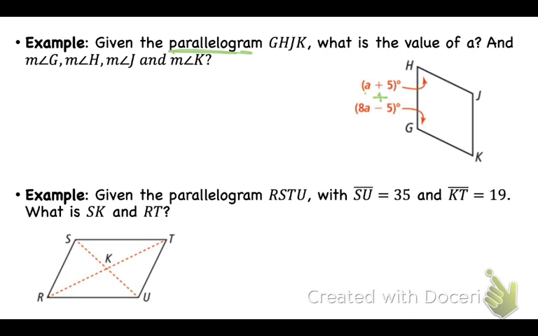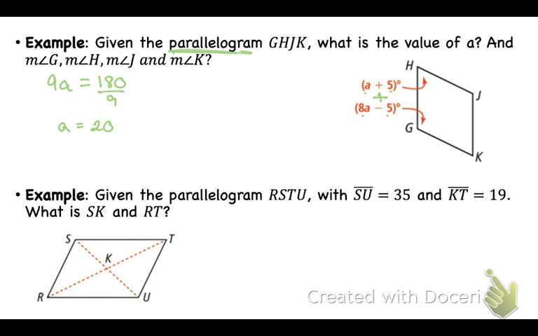So I have A and 8A. So I have how many A's? 9A. And then positive 5, negative 5. So that equals 180, why does it equal 180? Because those two are supplementary. Divide by 9, and I'm pretty sure A is 20. Not 20 degrees, just 20, right?